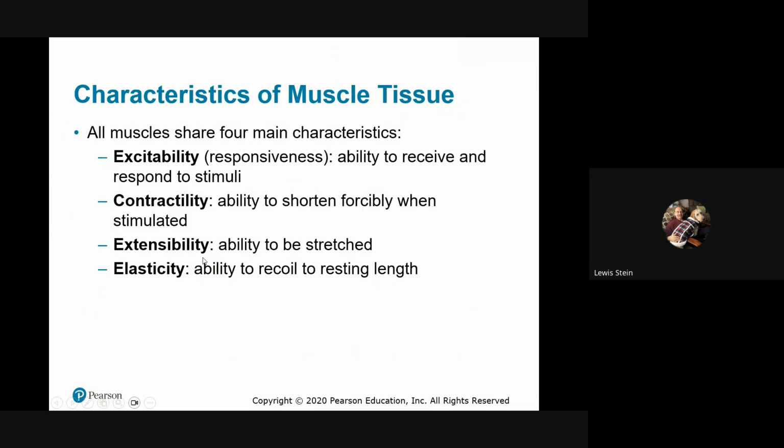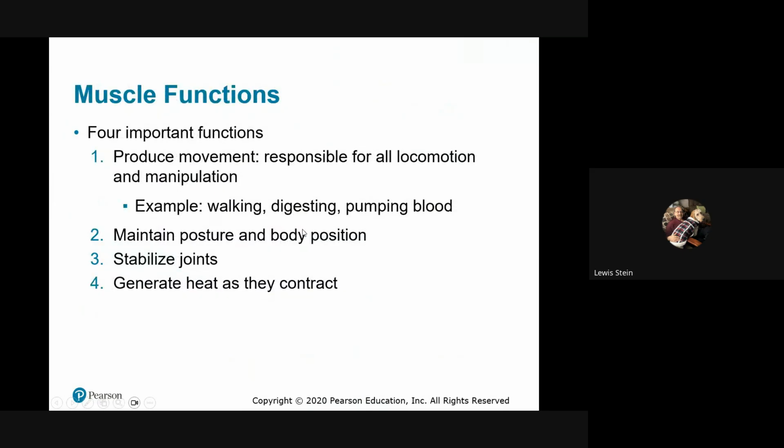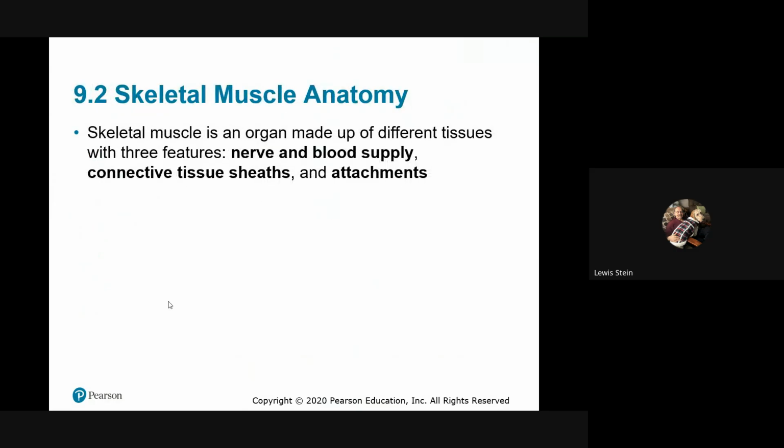Extensibility, you can stretch them. Elasticity, recoil, pretty straightforward. They produce movement, maintain posture, stabilize joints. And they generate heat. Remember, we talked about that. When you shiver, you're generating heat. That's involuntary muscle contraction, but they're skeletal muscles. And the motion, shivering versus sweating, negative feedback.